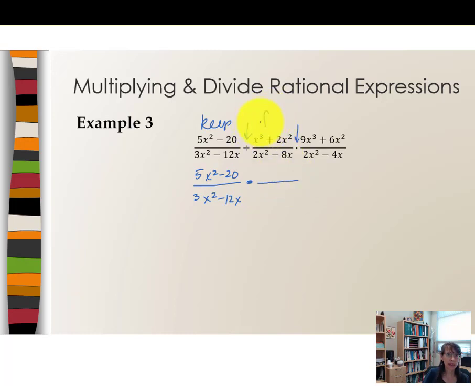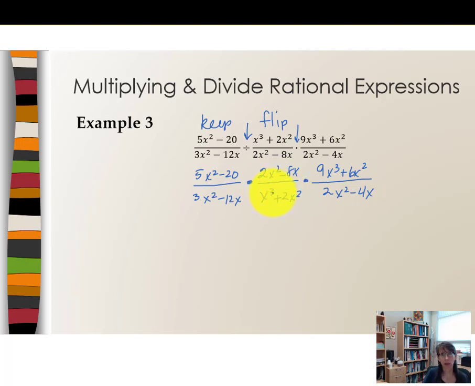So only this middle term, this middle rational expression, will flip. The last one does not flip. Why? Because multiplication is what precedes it. So we're keeping 9x cubed plus 6x squared divided by 2x squared minus 4x. It's only this middle rational expression that flips. So 2x squared minus 8x is now the numerator, and x cubed plus 2x squared becomes the denominator.